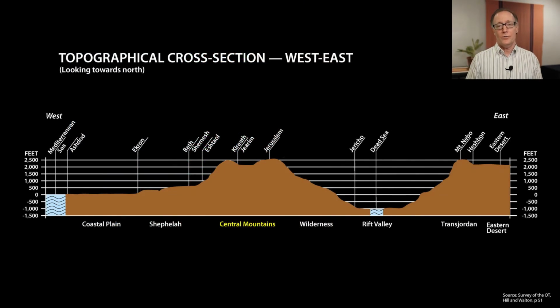If we were to cut Israel at the waist, slice it open and then peel it back and then look to the north, this is what we would see. We would see the landscape coming up at sea level, the Mediterranean Sea, as we moved eastward, going up to the central mountains, and then descending down into the Rift Valley or Jordan Valley, and then moving back up on the other side to the Transjordan.